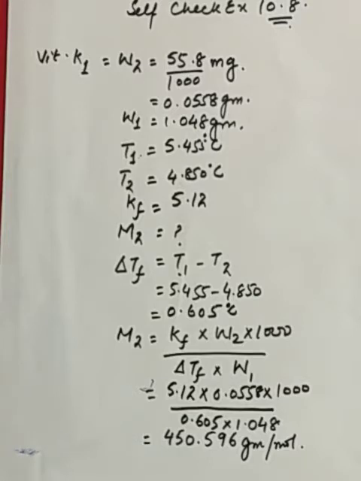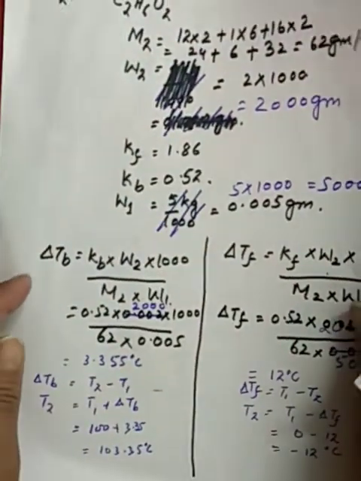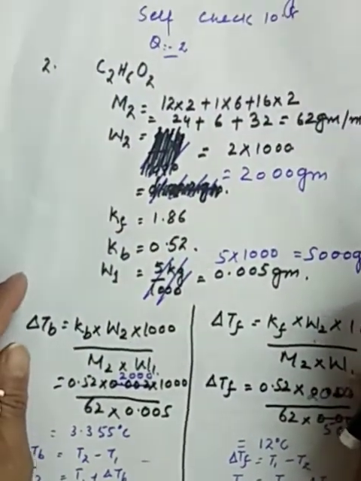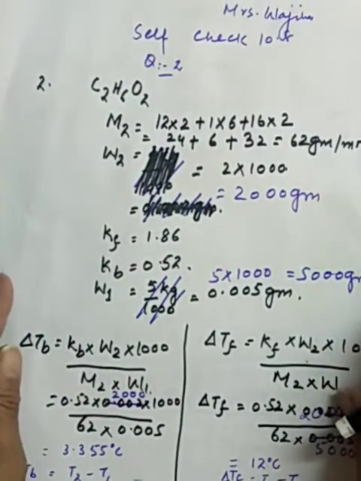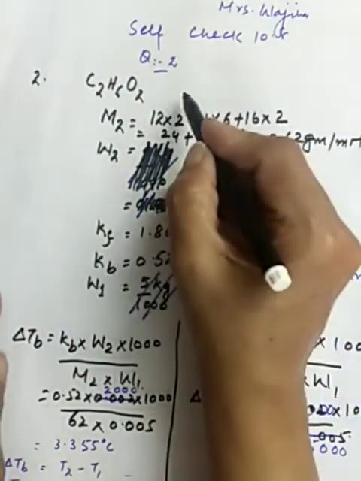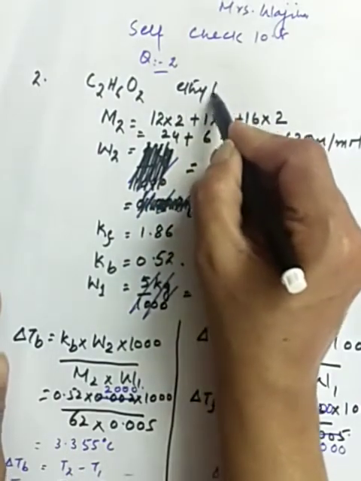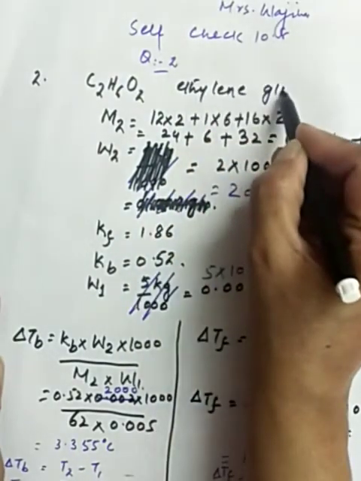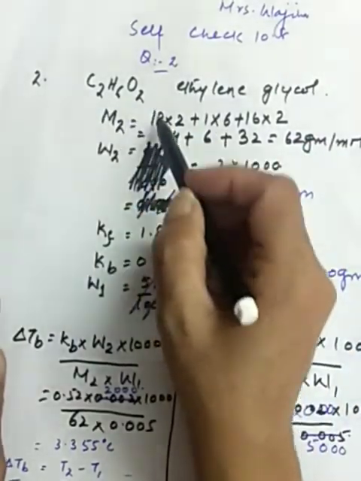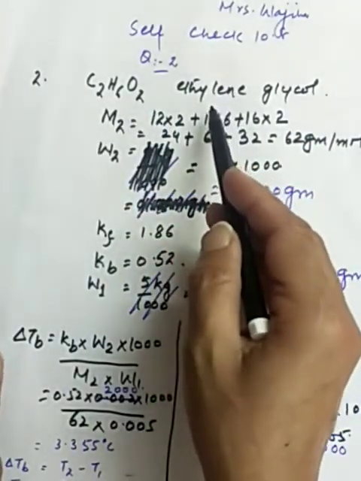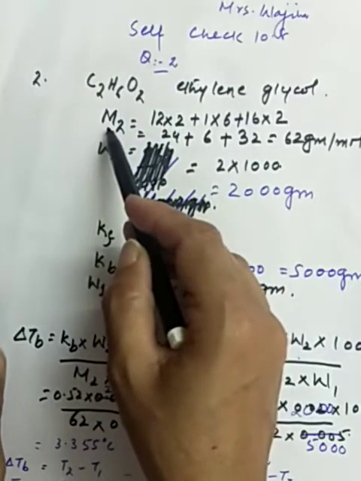Now boys, in this case the substance given to you, the solute, is ethylene glycol, and its molecular formula is C2H6O2. It acts as a solute, so it is represented by M2.